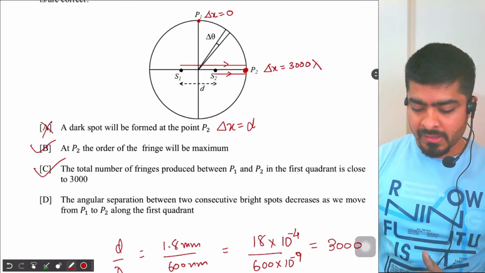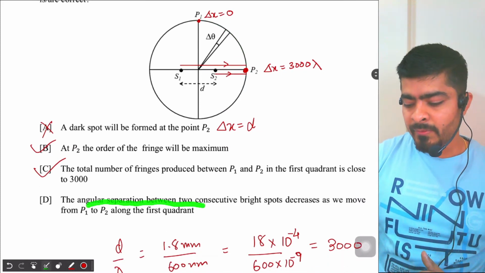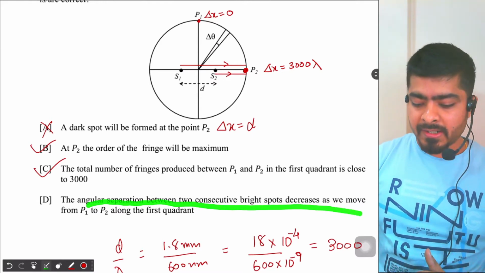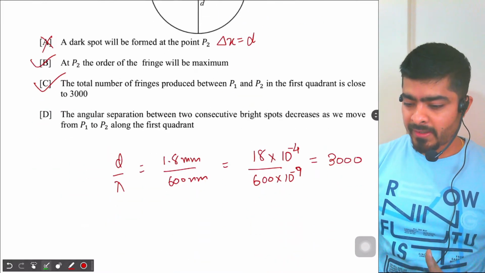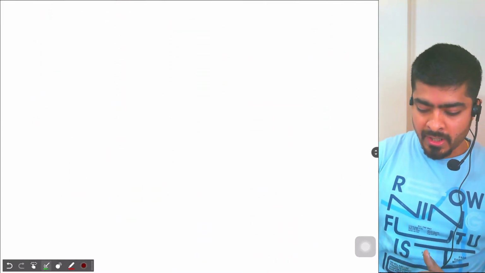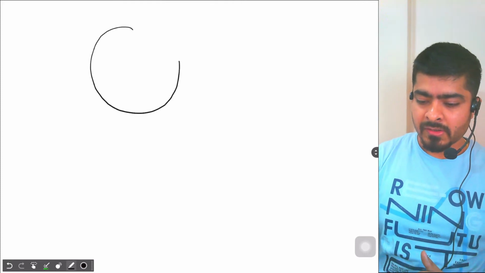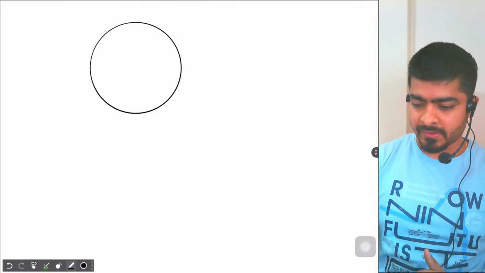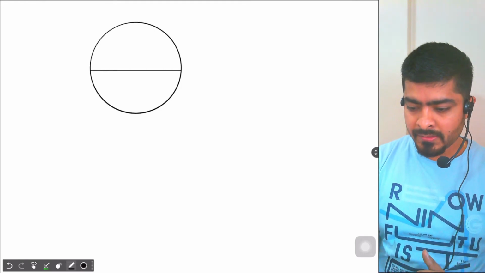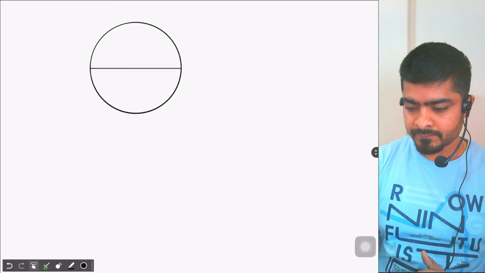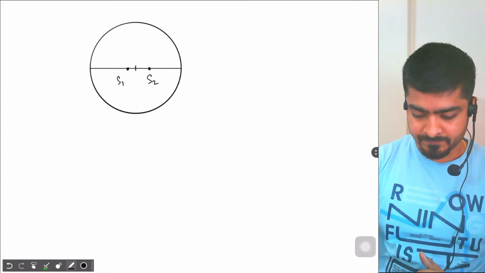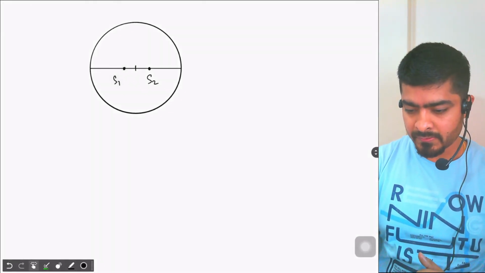Now let's look at option D. The angular separation between two consecutive bright spots decreases as we move from P1 to P2 along the first quadrant. Now we need to verify this. For that, first of all, we need to calculate the formula for path difference. So let's draw the circle. This is the circle, this is the diameter, and these are two sources, S1 and S2, and this is the center. I think S1 should go a bit farther.